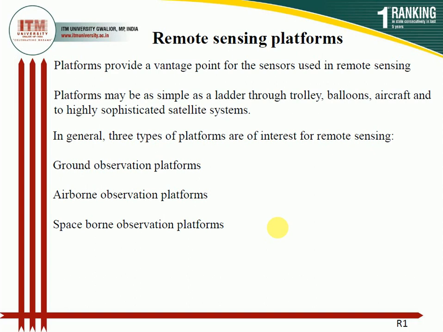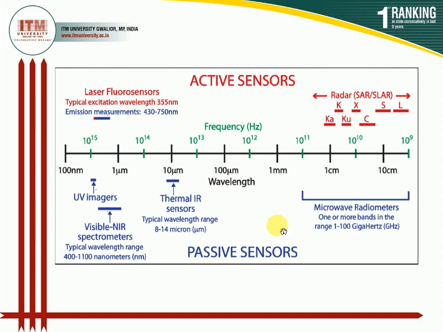The next one is the spaceborne platforms. The spaceborne platforms are basically of three types: space shuttles, polar orbiting satellites, and geostationary satellites. The space shuttle can help in taking pictures from a height of 250 to 300 kilometers. The polar orbit satellite helps in taking pictures from a height of 700 to 1500 kilometers, and the geostationary satellite helps in taking pictures from a height greater than 36,000 kilometers. This is all about the platforms.